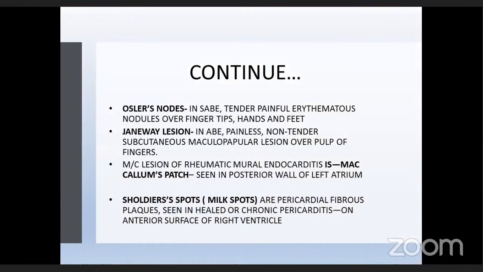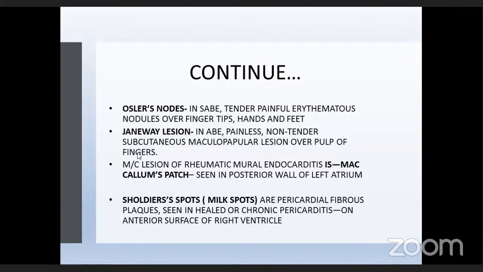So infective endocarditis, a few things, like I told, there are Osler's nodes and Janeway lesions. So what is this Osler's node? Osler's nodes are seen in subacute bacterial endocarditis. They are tender, painful erythematous nodules over the fingertips, hands, and the feet. Whereas the Janeway lesions are seen in acute bacterial endocarditis. They are painless and non-tender subcutaneous maculopapular lesions over the pulp of the fingers.